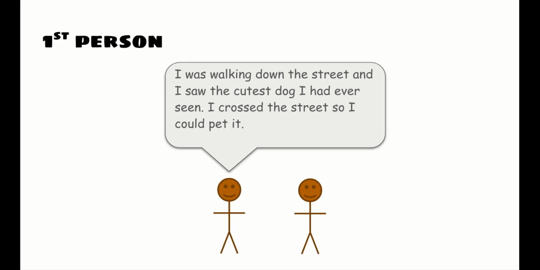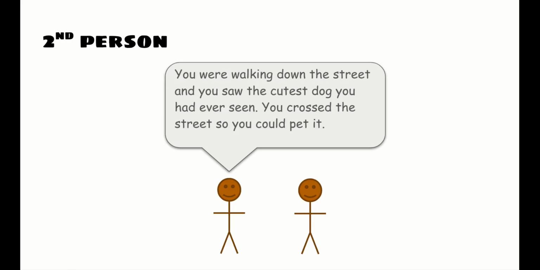So here's kind of an illustration. The person on the left here is talking to the person on the right, and he's saying, I was walking down the street, I saw the dog. So in this example, which of these two people is the one who did all of the actions in this story? Who is the subject of these sentences? It's the person on the left. So the person on the left is talking about themselves, about what they did.